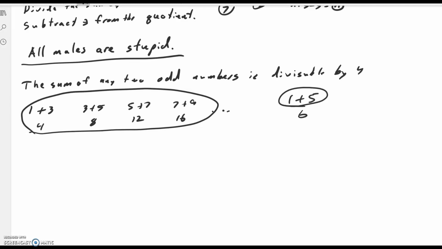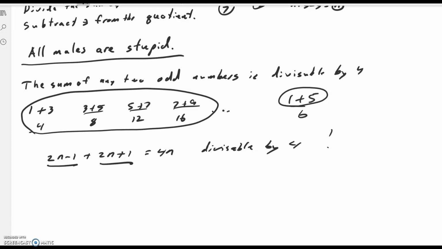Notice if this had said the sum of any two consecutive odd numbers that are right in a row is divisible by 4, then that would have been a true statement, and we could actually prove it towards the end of our course. This represents the first of the odd consecutive numbers. This represents the second one. When you add them, you get 4n, and 4 times n is divisible by 4. Done.